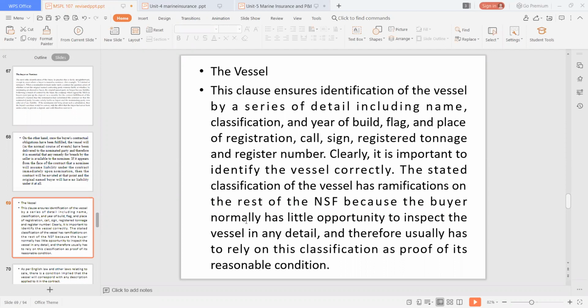What is NSF? Any idea here? What do you mean by NSF? Anyone? What is the meaning of NSF in the shipping industry? It's the National Science Foundation. National Science Foundation. Okay.